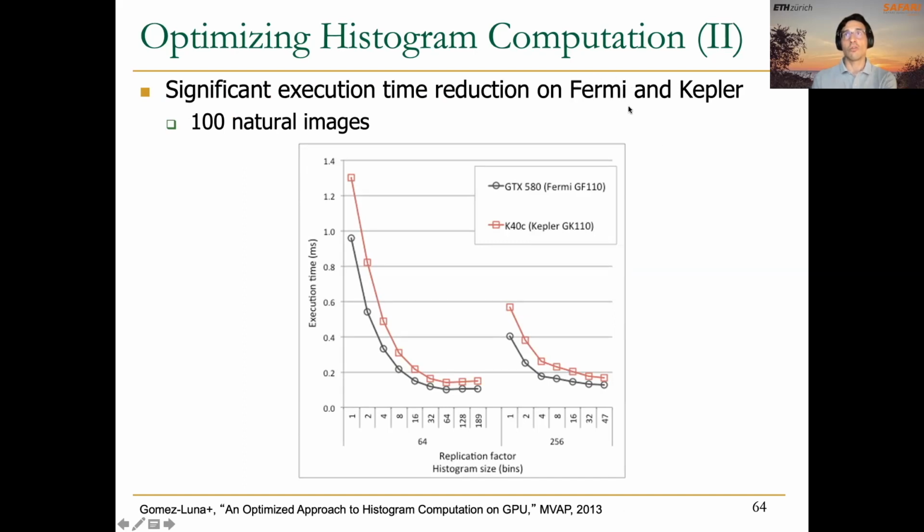These are results for Fermi and Kepler with 100 natural images. Here we computed different histograms of size 64 and size 256 in this particular example, and we changed this replication factor, or number of private subhistograms per thread block, from 1 to the maximum possible number of subhistograms, or privatized histograms, that we could fit in the shared memory. In the case of a histogram size of 64 bins, up to 189 subhistograms per thread block.